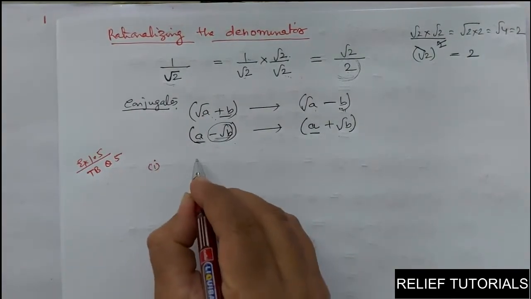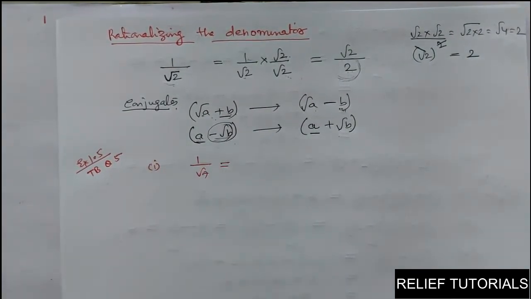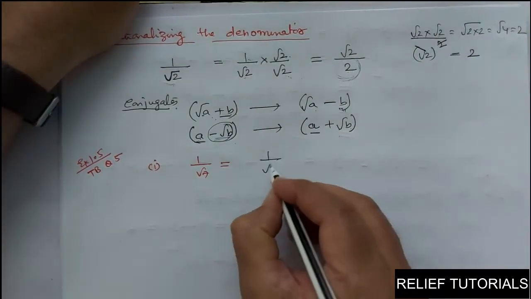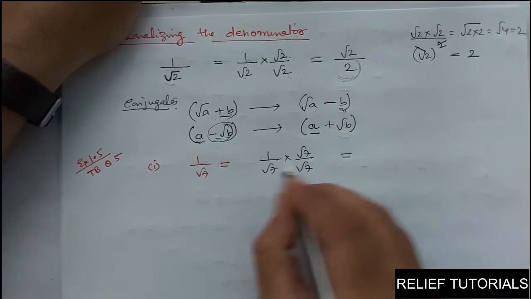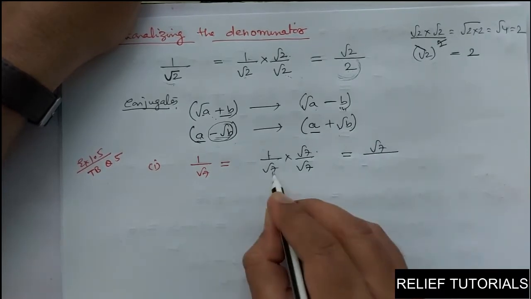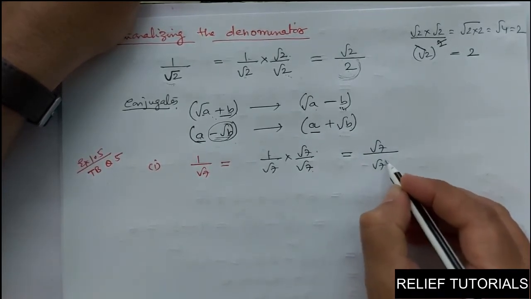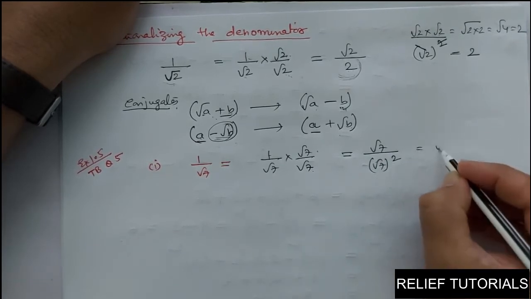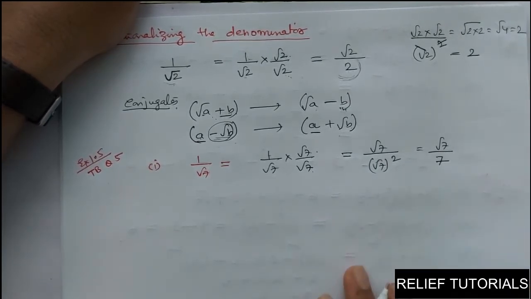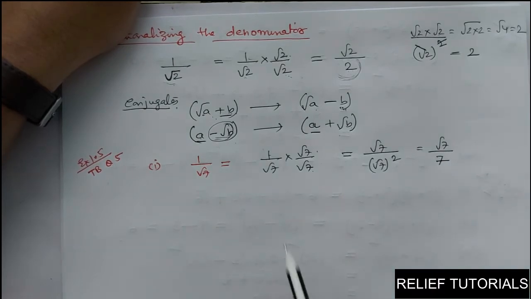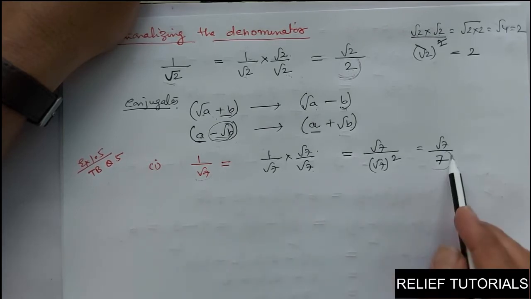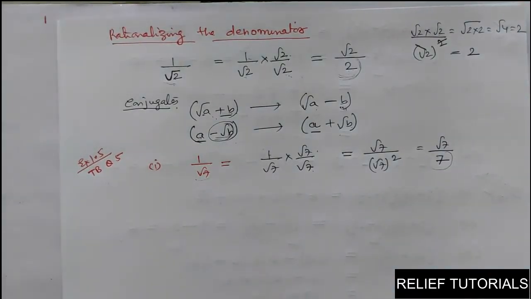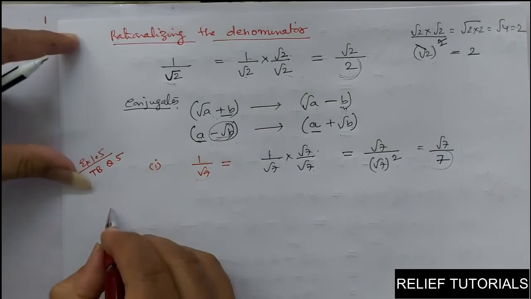First one, 1 upon root 7. You have to rationalize this. The denominator here is root 7. So you will multiply by root 7 and divide by root 7. So the answer will be 1 into root 7 is root 7 upon root 7 into root 7, root 7 the whole square. So the square and root will get cancelled. So root 7 upon 7. Here, the root was an irrational number, you have converted it into a rational number, so it is called rationalizing the denominator. Clear?